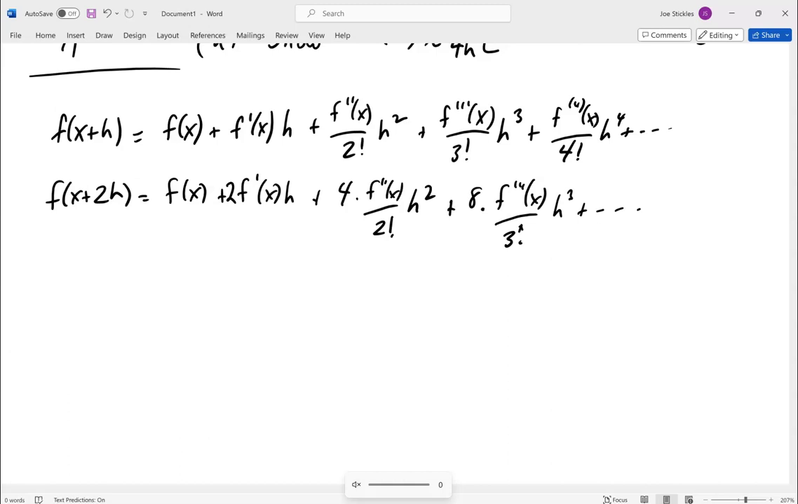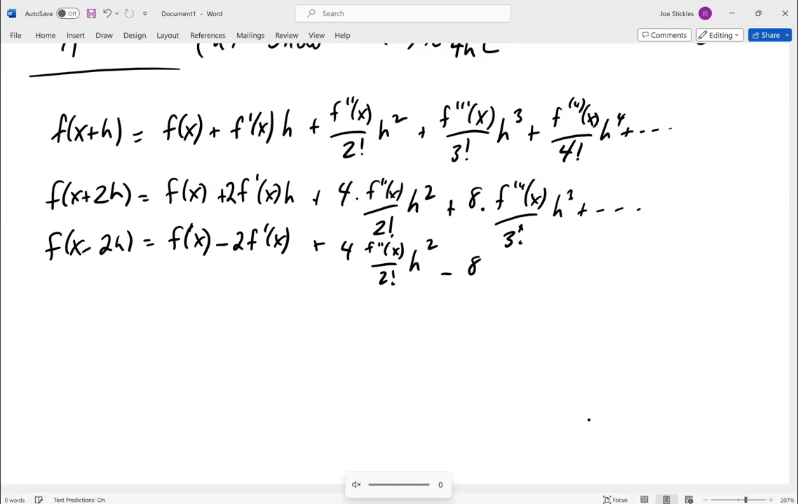What's going to change when you go from f of x plus 2h to f of x minus 2h? What's going to change? Yeah, which signs? The odds, right? So the f of x will be the same. The sign on the first derivative term would change. It'll be the same on the second derivative. It'll flip on the third derivative, and so on, right?